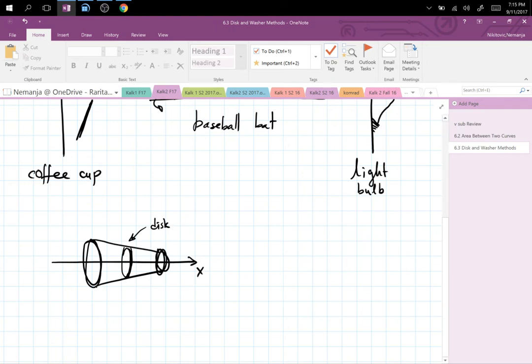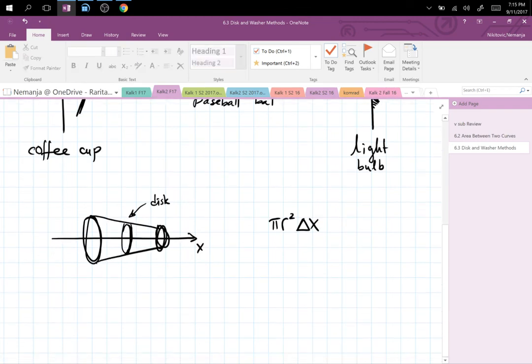The height, which means it's the width, because we put it sideways, but if you stand up the cup, the delta x would be the height. So if you're thinking about this a little bit, you would say pi r squared dx. Well, maybe I should put delta x. But then you realize that your r is changing as the function is changing.